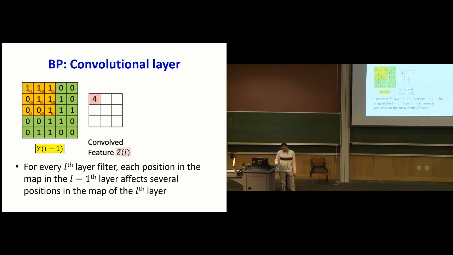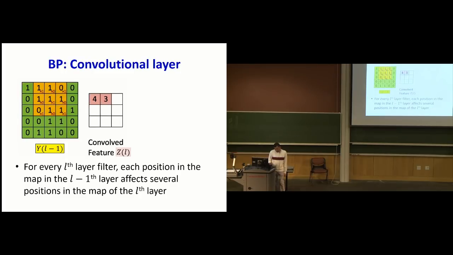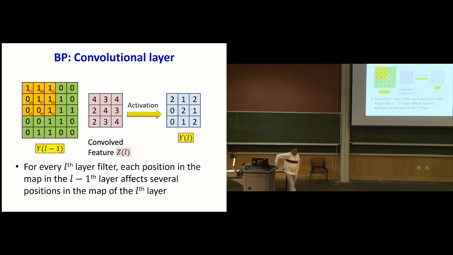So let's consider computing the derivatives past the convolutional layer in the first place. So for every lth layer filter, lth layer map, remember, in every layer you have several maps. Each map has been produced using one filter, right? So for every lth layer filter, each position in the map of the L minus 1th layer affects several of the outputs in the lth layer. So here, for example, if you observe this carefully, if you pick any particular block in the green figure, you can see that its value actually affects several of the pink values, right? And this must be considered when you are taking the derivative.